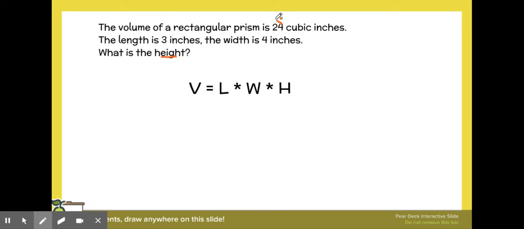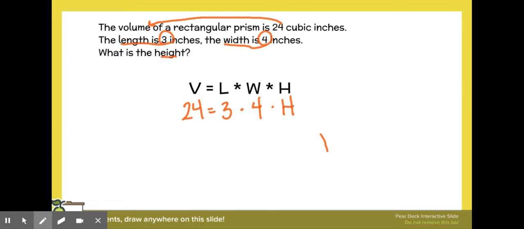So 24 is the volume. So I'm going to put that for V. So this is my 24 equals my length is 3 times my width, which is 4. And I don't know my height yet, so I keep it as an H. So here, I could combine a few things. Again, my goal is to get H by itself down here. H equals something.